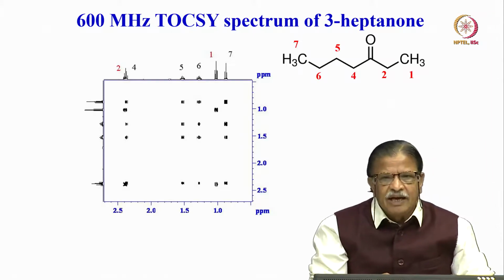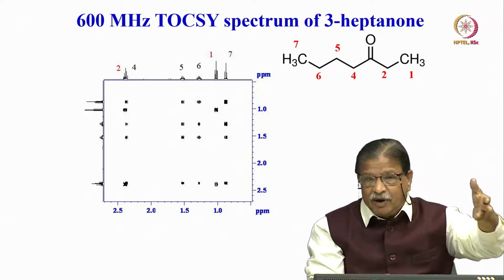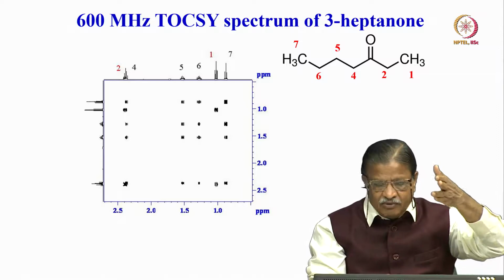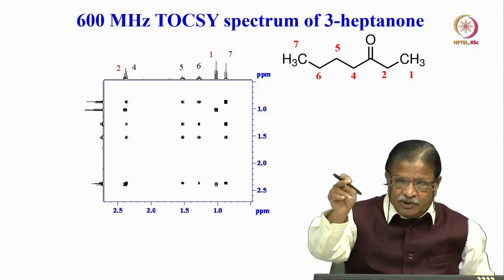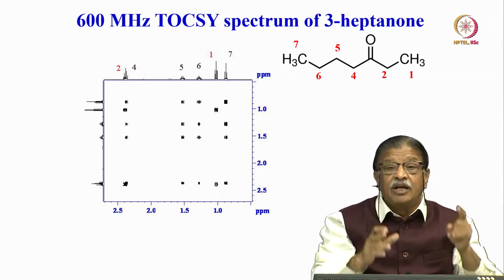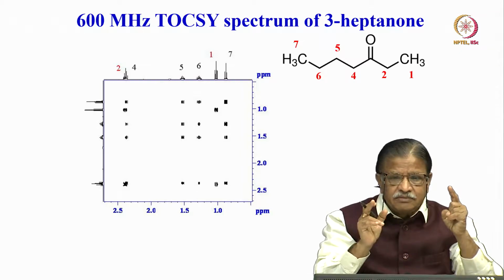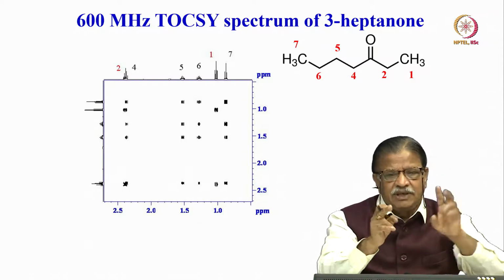Now, it is going to identify the coupled partners in one experiment. What you have to do in the COSY? You have to go step by step. 1 is coupled to 2, 2 is coupled to 3, like this you have to keep going like a ladder. Here you do not have to do that. In one experiment the entire spin system is identified.